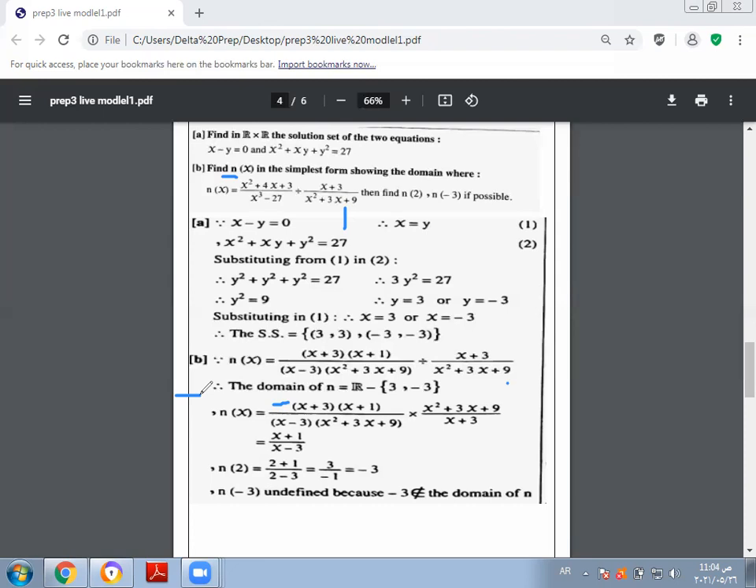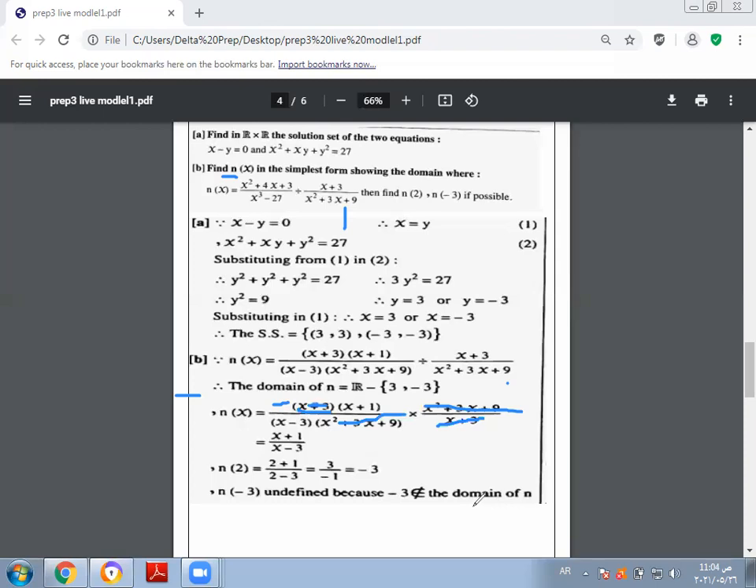We find the simplest form by canceling x power 2 plus 3x plus 9, and the x plus 3. We find the simplest form will be x plus 1 over x minus 3.